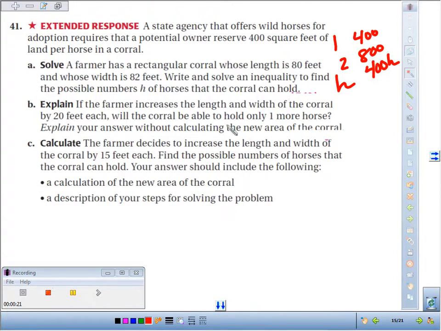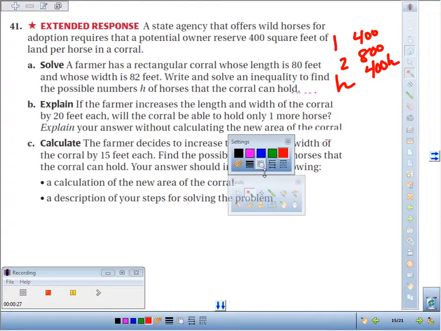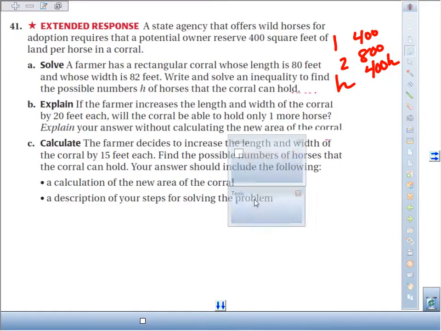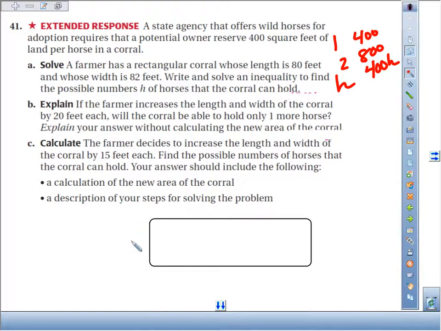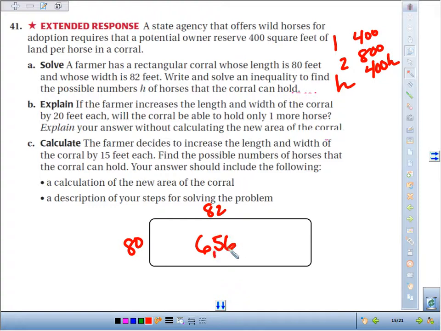A farmer has a rectangular corral whose length is 80 feet and whose width is 82 feet. So if we imagine this corral, not drawn to scale, but it's 80 by 82. Write and solve an inequality to find the possible number of horses that the corral can hold. If this is 80 by 82, the area, 80 times 82, would be 6,400 plus 160. We're looking at 6,560 square feet. So this is how much area we have.